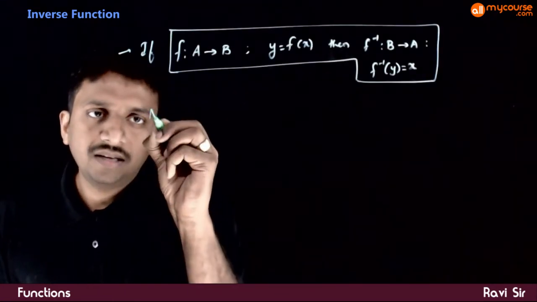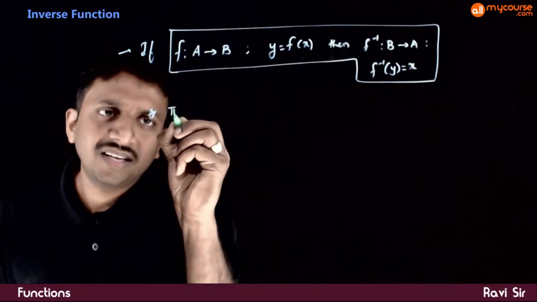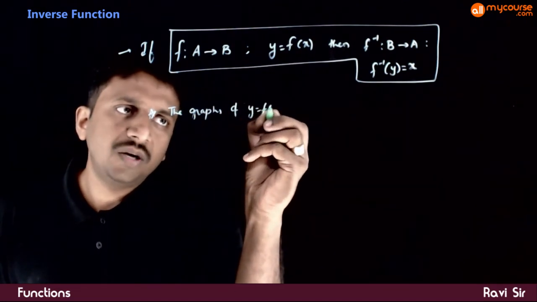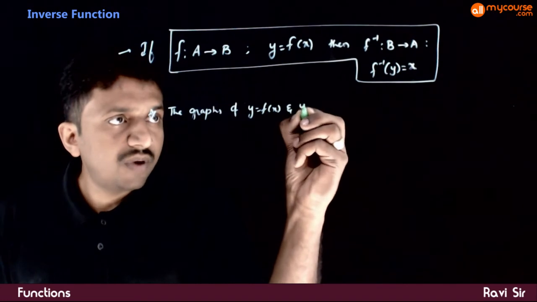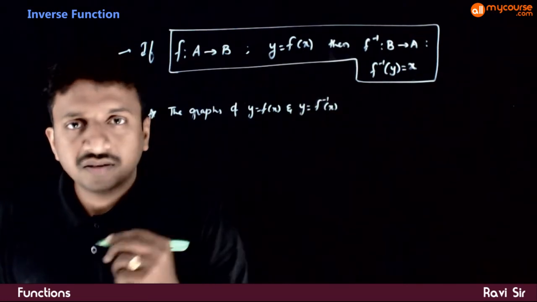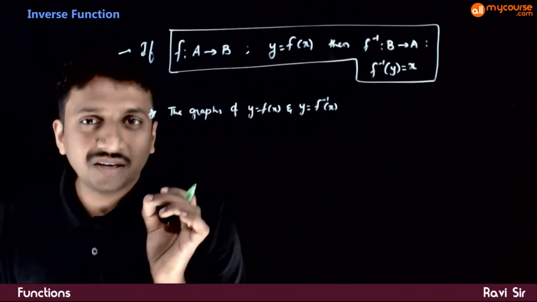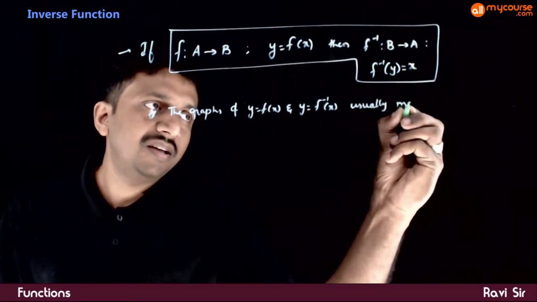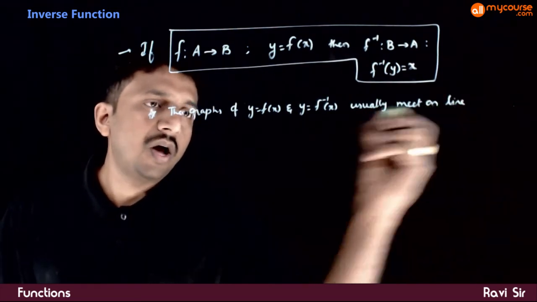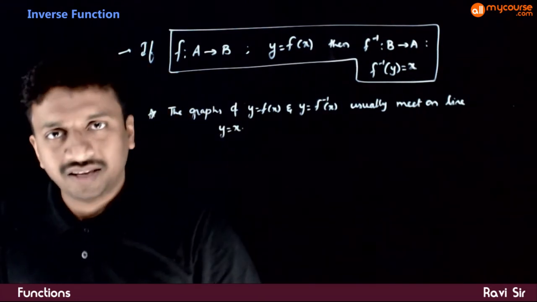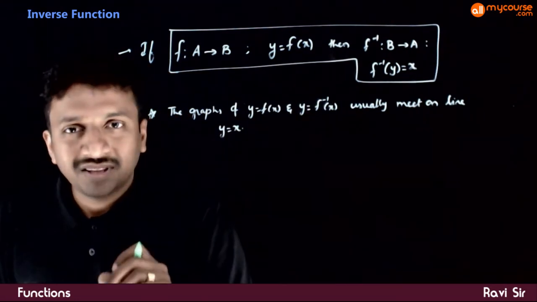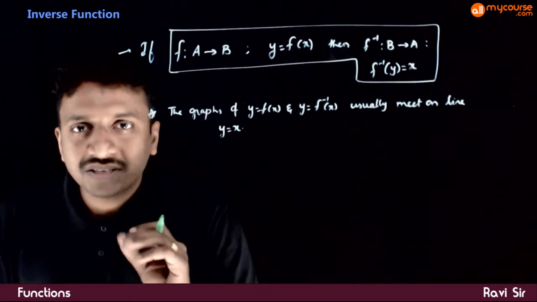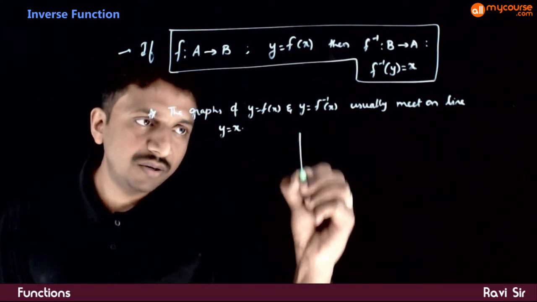The next point to understand is that the graphs of y is equal to f of x and y is equal to f inverse of x usually meet on the line y is equal to x. I say usually, which means there are some exceptions for this statement.